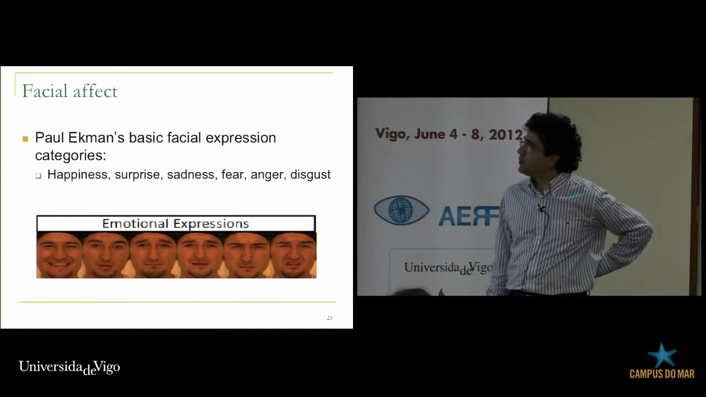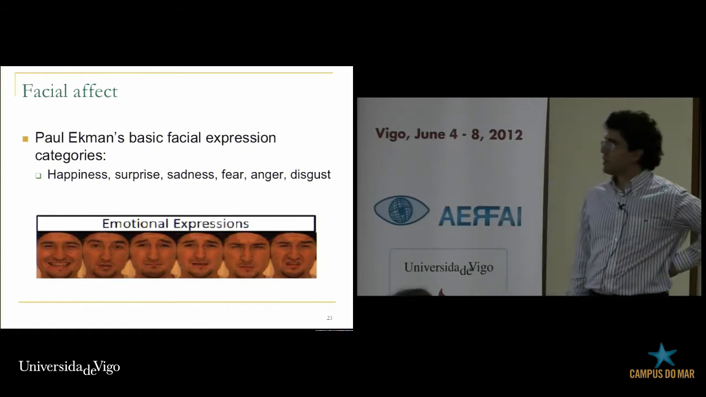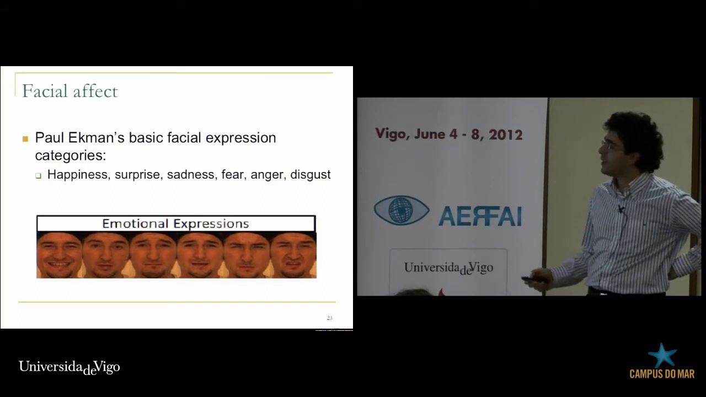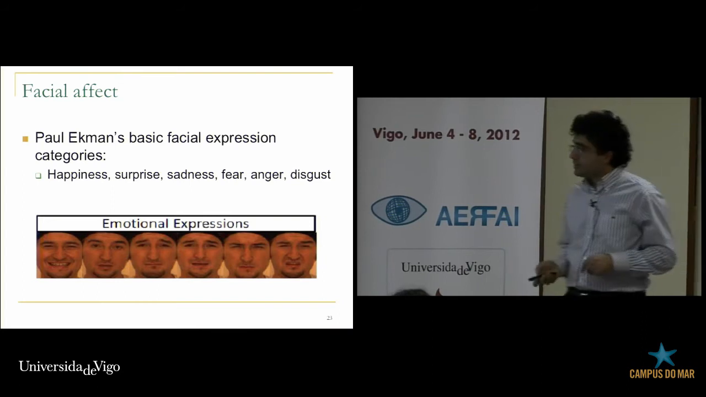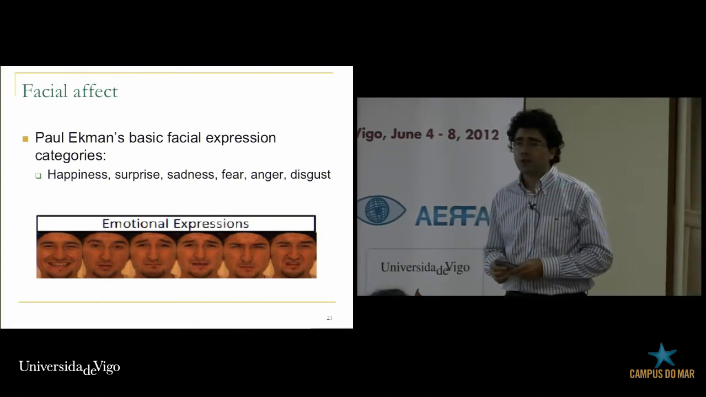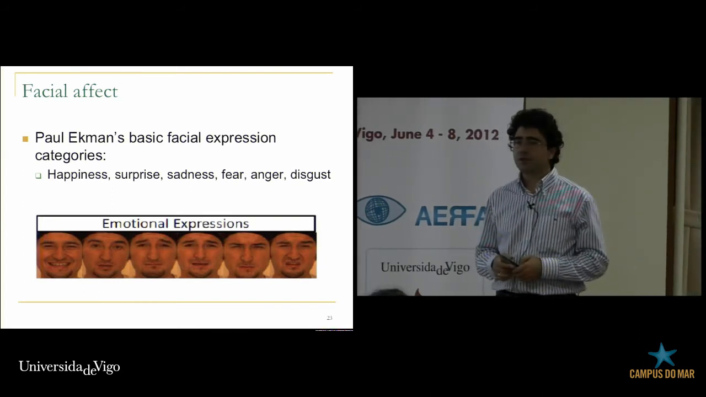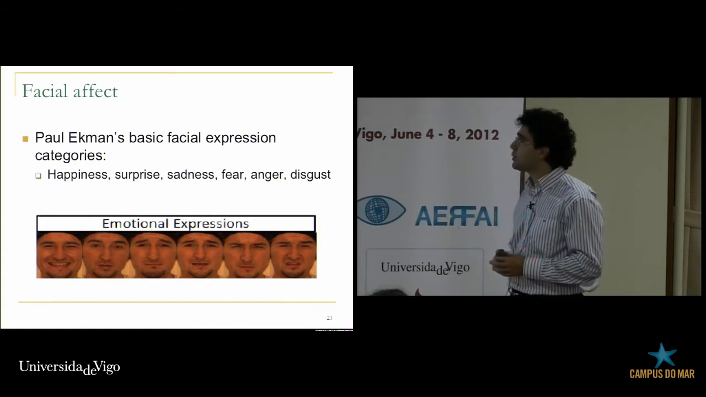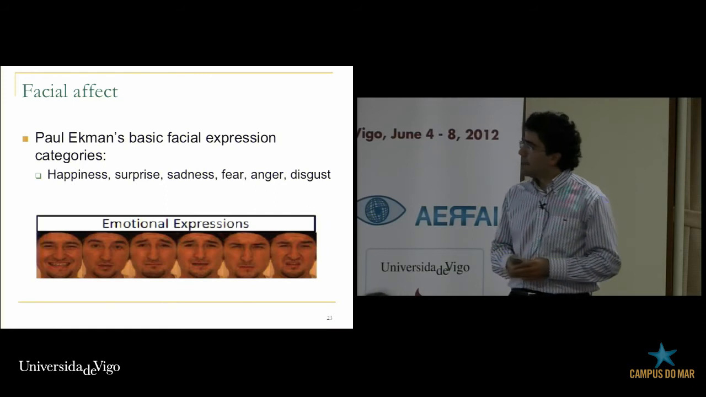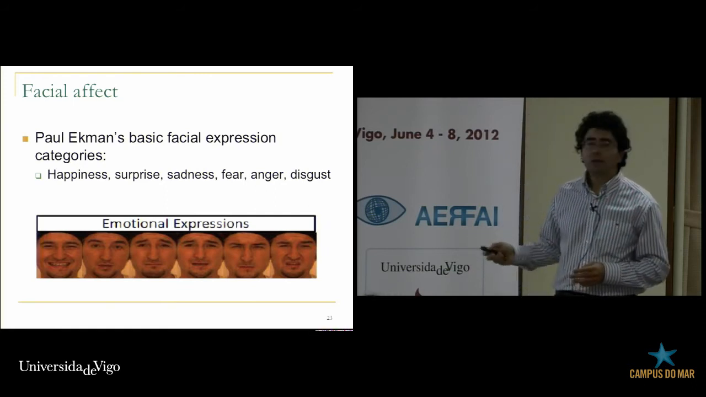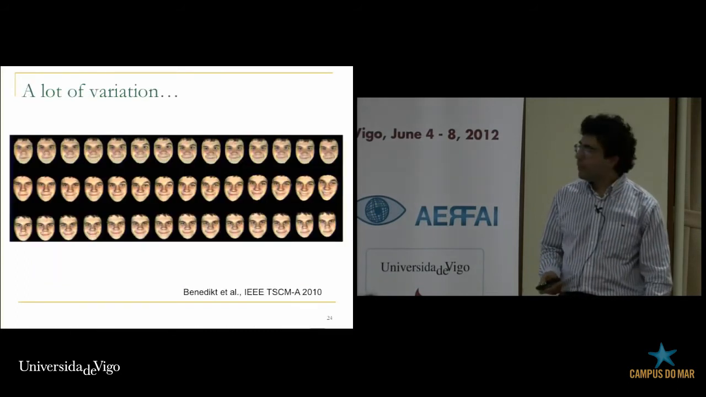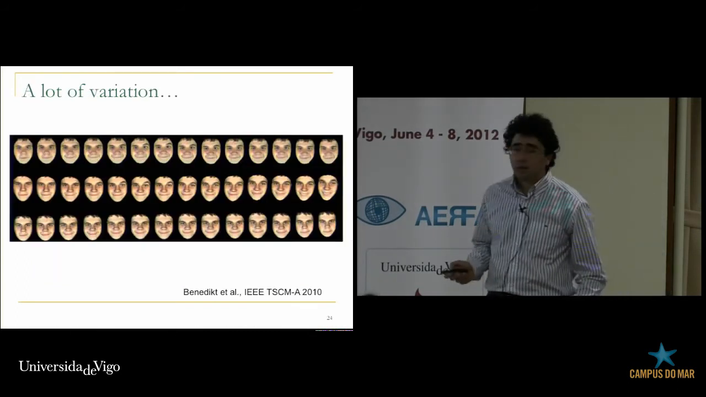We come to Ekman's basic facial expression categories: happiness, surprise, sadness, fear, anger, and disgust. Sometimes this list also includes contempt, which is also a generic emotional category. Now, these are the most frequently researched emotional expressions, but there is a lot of variation.